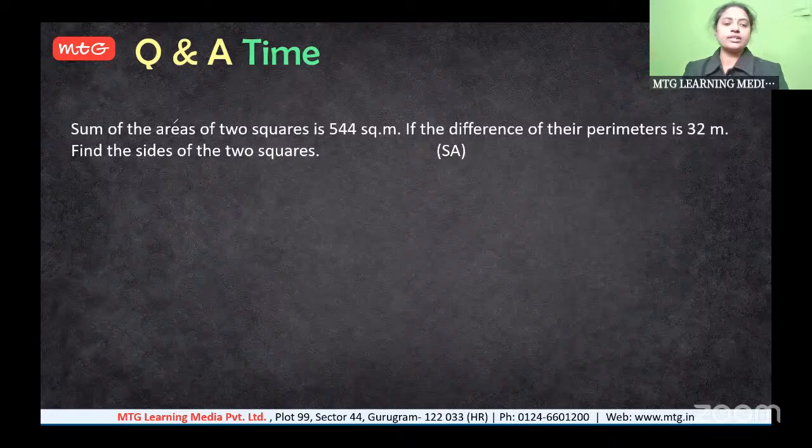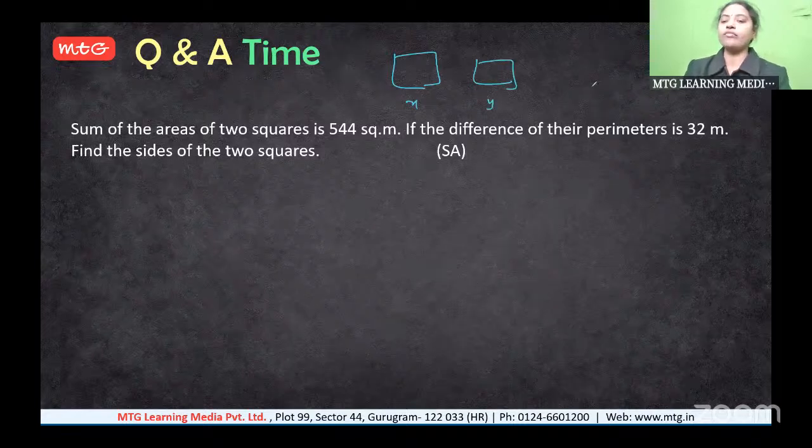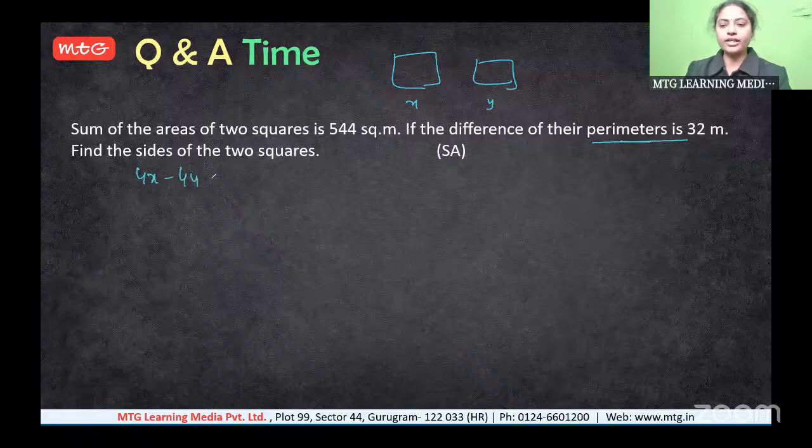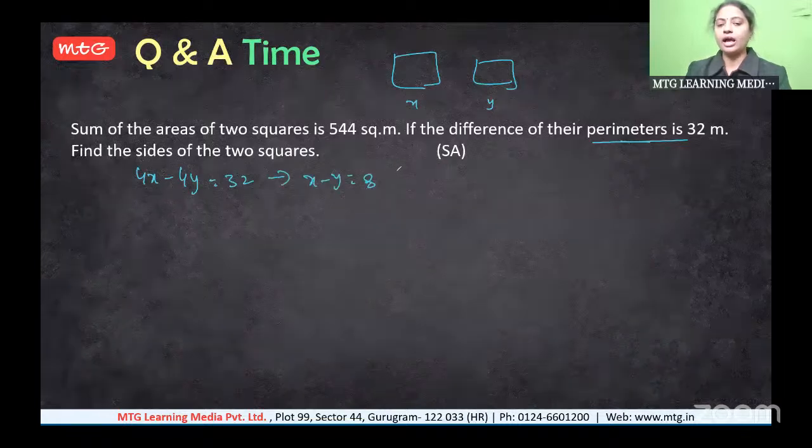So now let's see how to solve this. Now there are two squares. We don't know their sides, but they have given us the relation between their perimeters, the difference of their perimeters. Now let us think that this is a bigger square, this is a smaller square. Now I have 4x minus 4y is equal to 32 because of the perimeter relation, which makes it x minus y is equal to 8, or which I can still write as x is equal to 8 plus y.